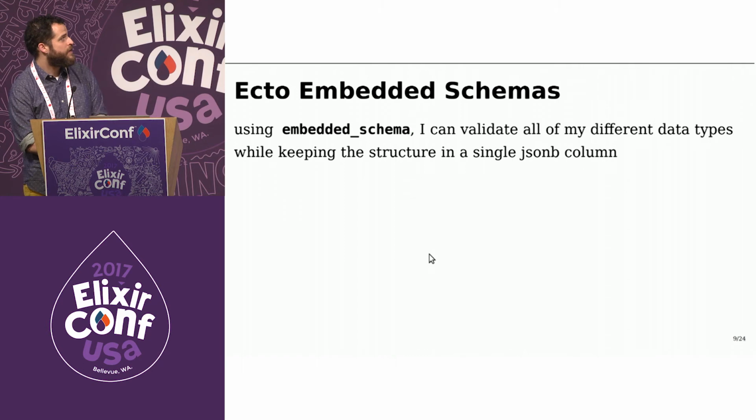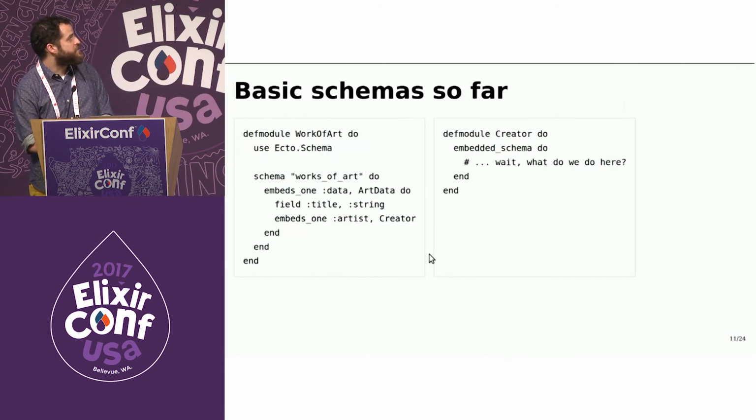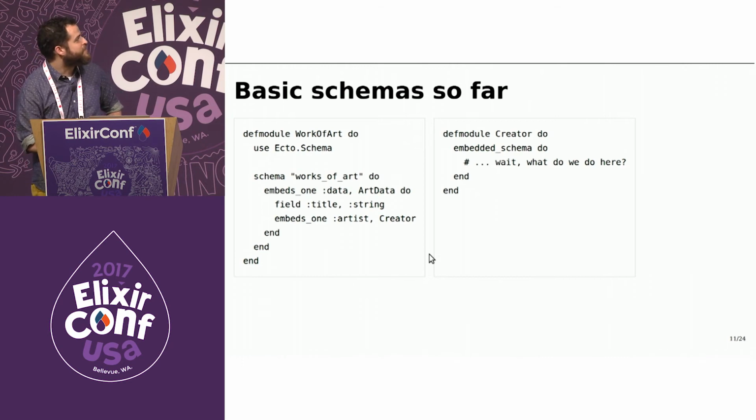Embedded schemas allow us to validate different data types while keeping the structure in a single JSONB column. And using embeds_one and embeds_many, I can nest different structures within the data. So the basic schemas we have so far: we have our WorkOfArt module with works of art as the table, and I snipped the rest of this out, but we are embedding one data, which is the art data, which has a title, and then embeds one artist, which is a creator. And the embedded creator, wait, I'm not sure that we can represent this with how Ecto usually does things, because we have multiple different types that can go into this embedded schema.